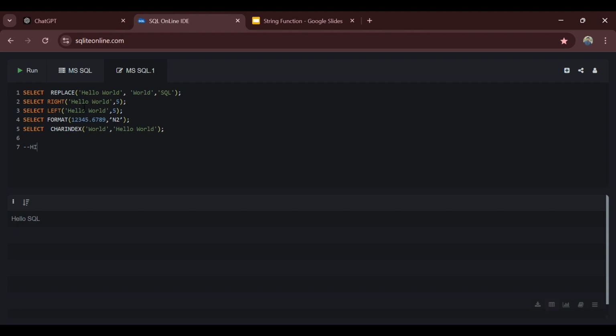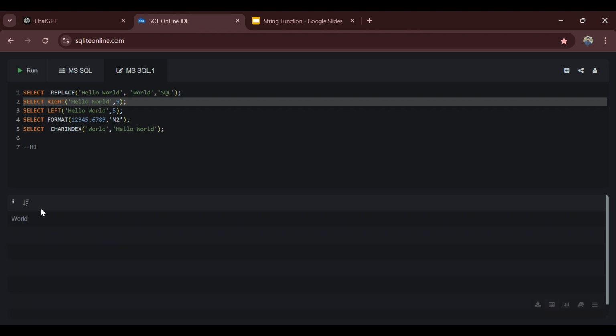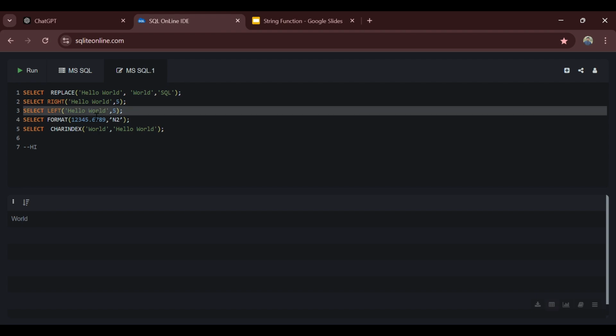The second one is RIGHT. The output should be world because it will extract 5 characters from the right-hand side. So world is the output, right? Next one is the LEFT function. The output should be hello because we are extracting 5 characters from the left. So the answer is hello.